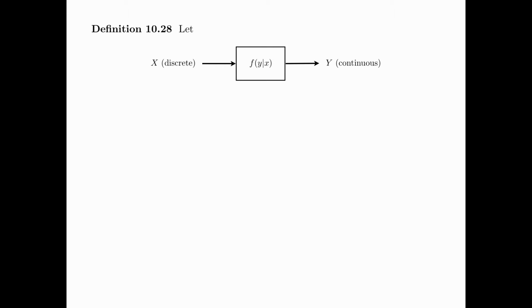In Definition 10.28, we let Y be a continuous random variable related to a discrete random variable X through a conditional PDF f_{Y|X}. The conditional entropy of X given Y is defined as H(X|Y) equals the entropy of X minus the mutual information between X and Y.